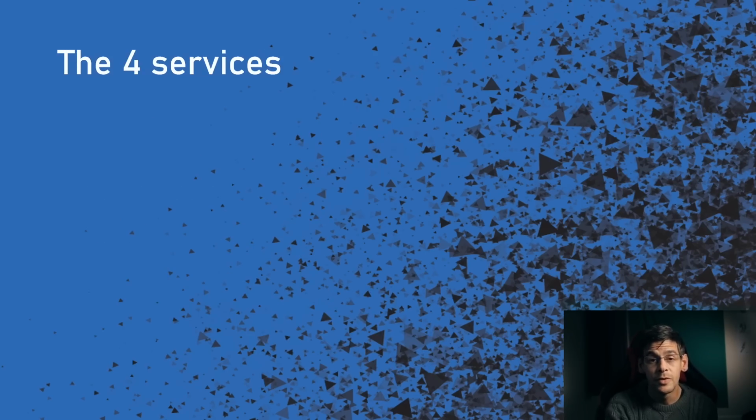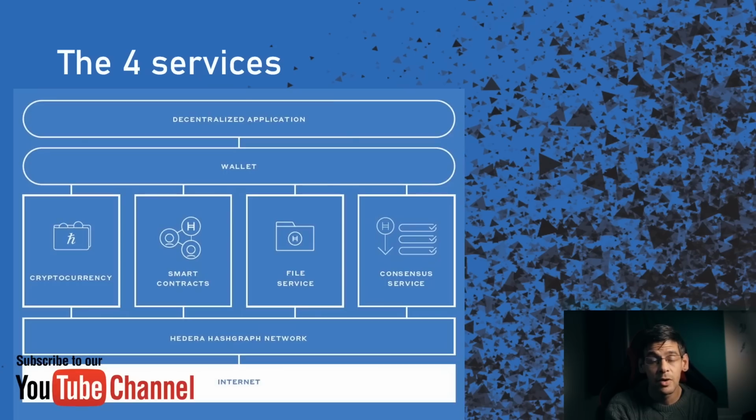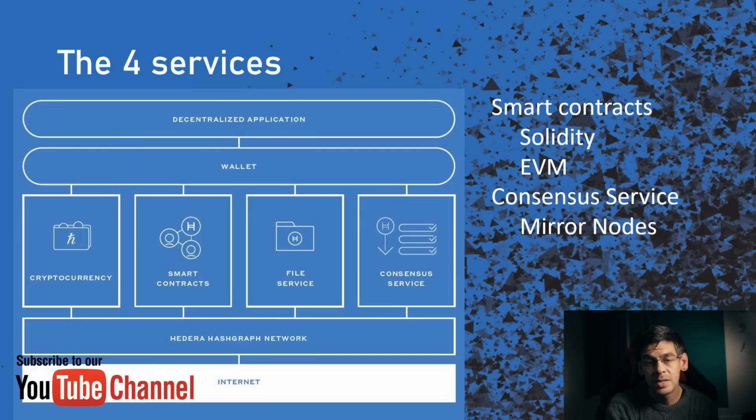Hashgraph will be running four services, the first of which is the cryptocurrency, the second of which is the smart contract, which will be programmed using Solidity and pushed through the Ethereum virtual machine. There will also be the file service. This is where users can upload files to the blockchain and then access them via a transaction hash or via an address. Finally is the consensus service.